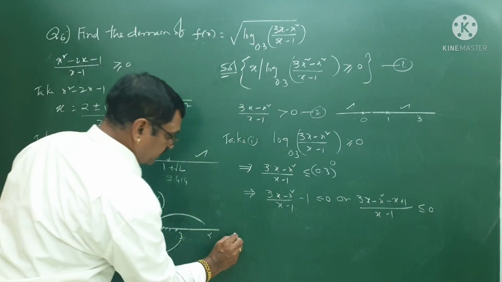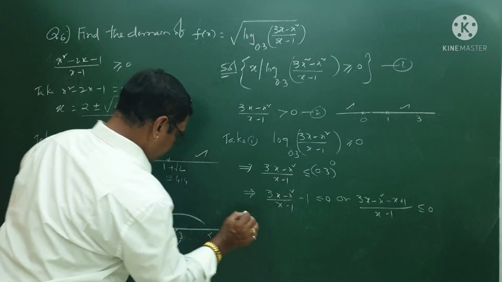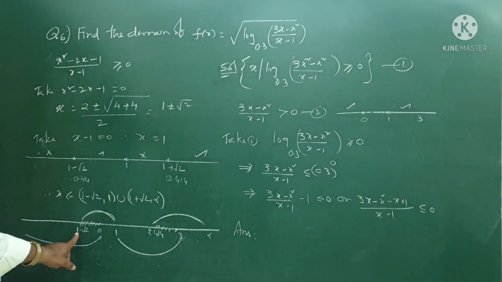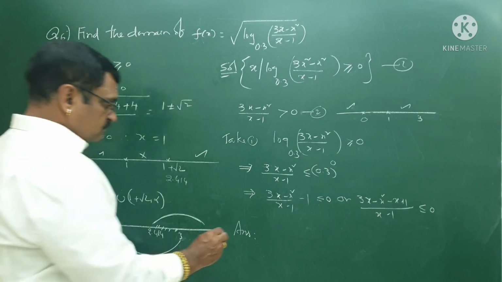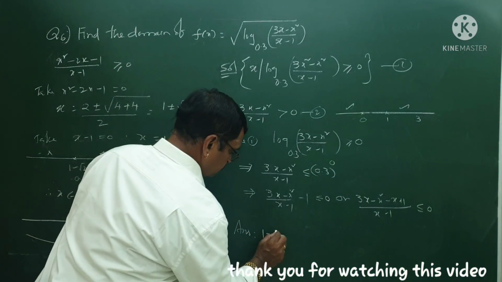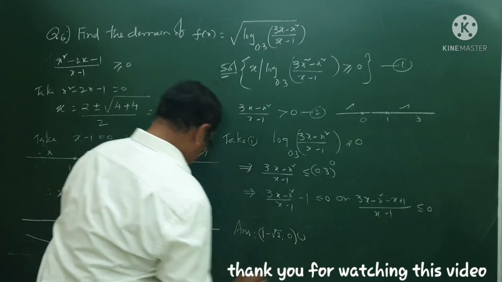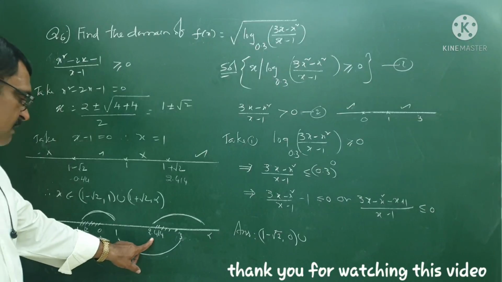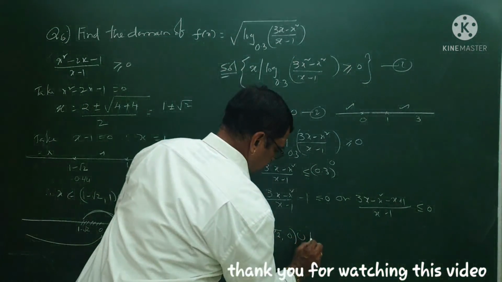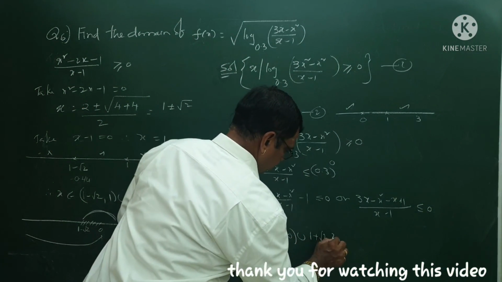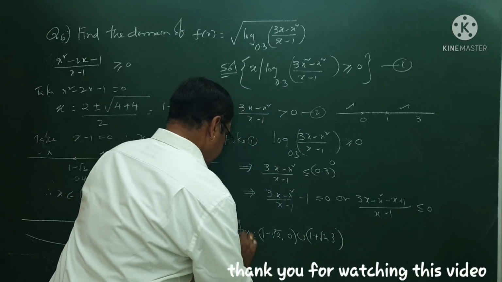Therefore, the final answer in this question is 1 minus root 2 to 0 union 1 plus root 2 to 3. That is the final answer.